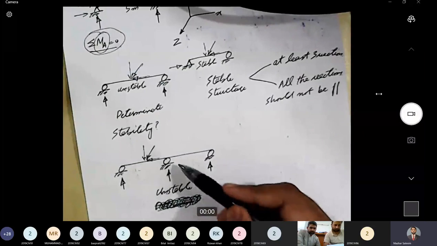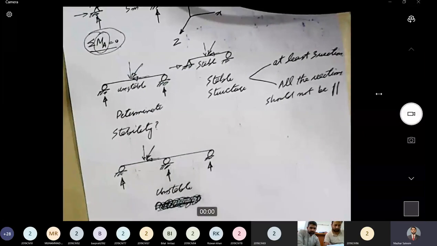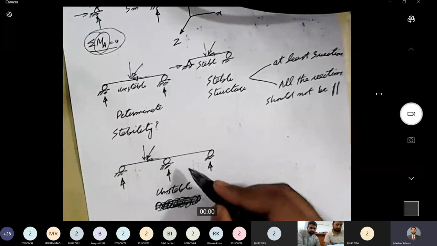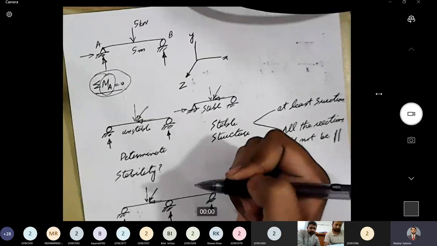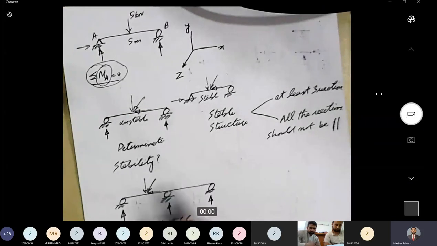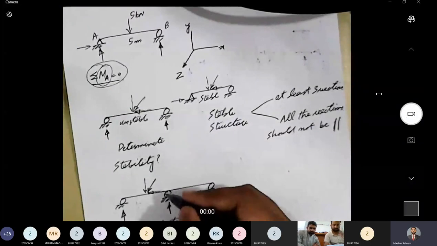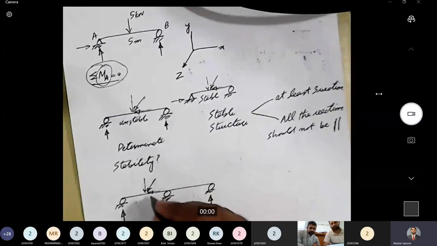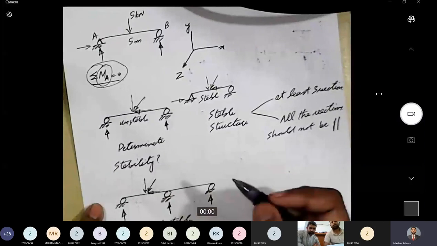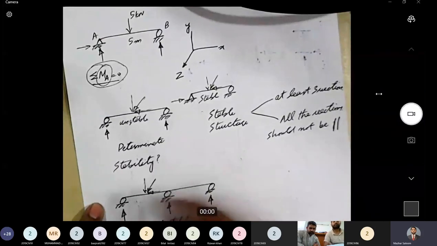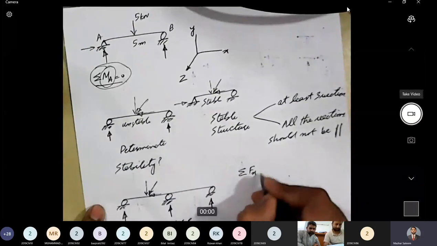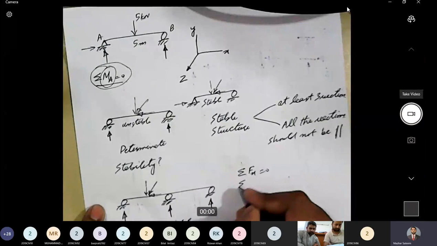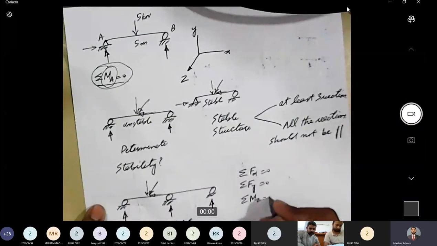Actually, in the case of beams, let me see how to explain why the structure is indeterminate. In this case, if we have an inclined load, there will be a horizontal force, but there will be no horizontal reaction. But the conditions of equilibrium that we have with us are sigma Fx equal to 0, sigma Fy equal to 0, and sigma Mz equal to 0.